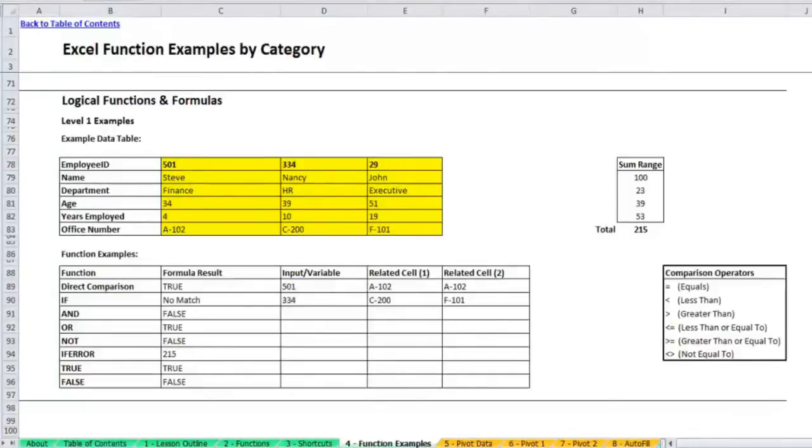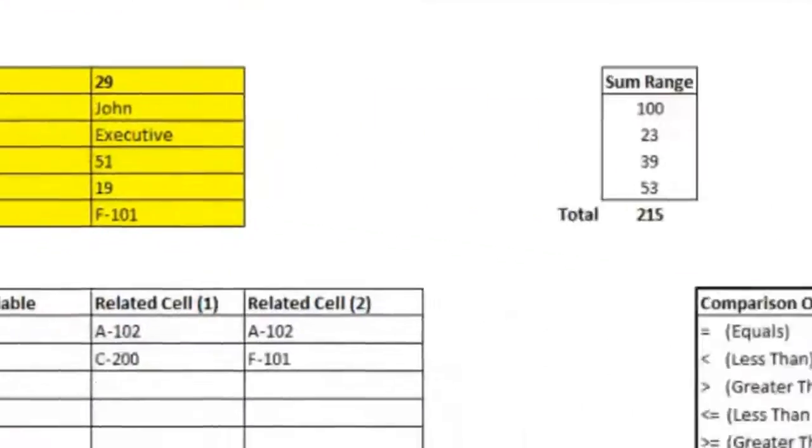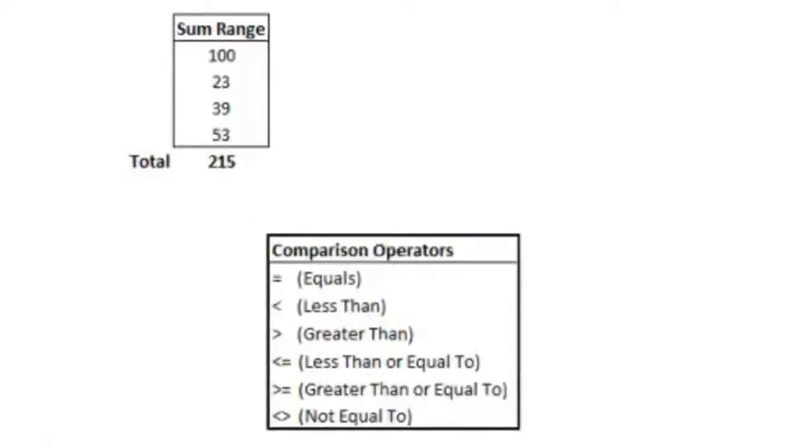So you'll see here I have an example data table with some employee information. It's all made up, but just an example of a way that you could use it with a data table. There's also a sum range in the top right that I'll be using in a few minutes, and comparison operators in the bottom right that are basically the way that you'll be structuring these logical statements.